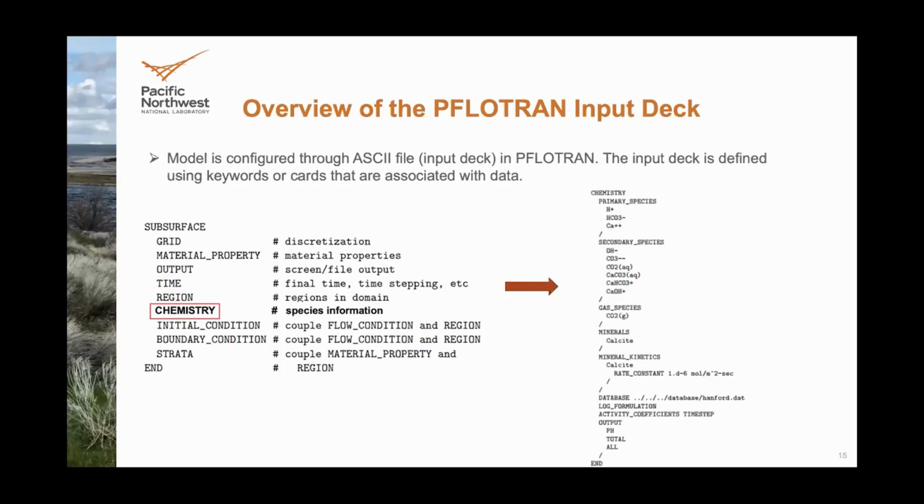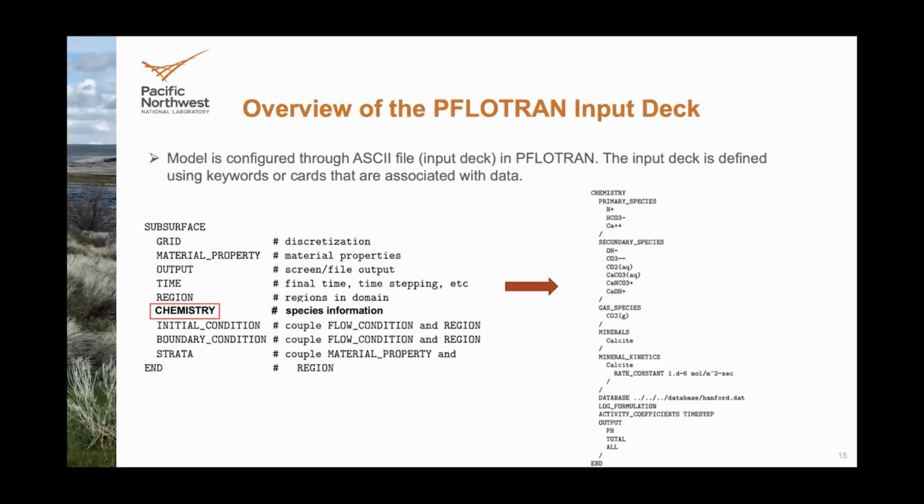Next is the chemistry keyword. Within the chemistry keyword, we need to specify a lot of information related to reactive transport. Here I use calcite dissolution as an example. Within the chemistry block, we need to specify other information with different keywords. For example, the primary species. This keyword asks you to specify those species that can be calculated independently by Flotran.